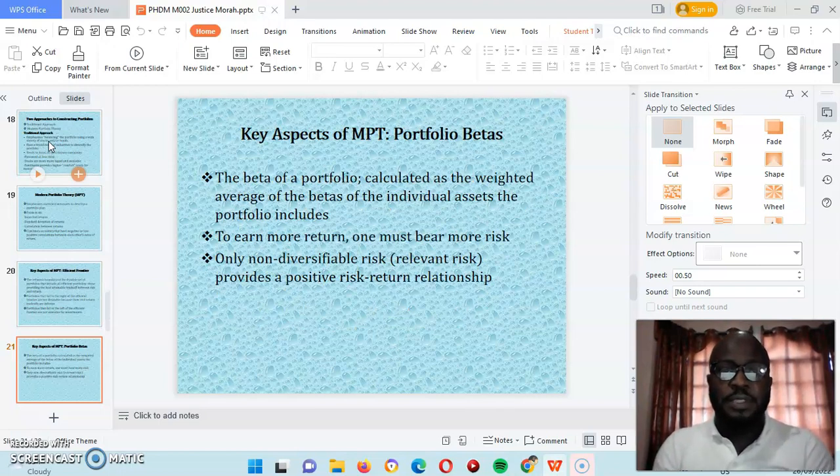We have the betas of a portfolio, or how to calculate portfolio betas. The beta of a portfolio is calculated as the weighted average of the betas of the individual assets the portfolio includes. To earn more return, one must bear more risk. Only non-diversifiable risk, which is the relevant risk, provides a positive risk-return relationship.